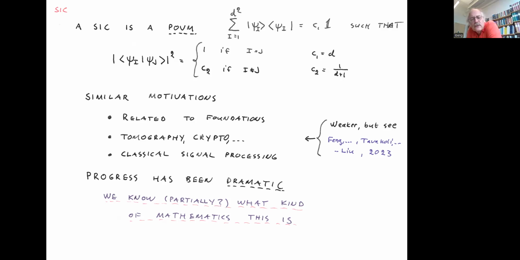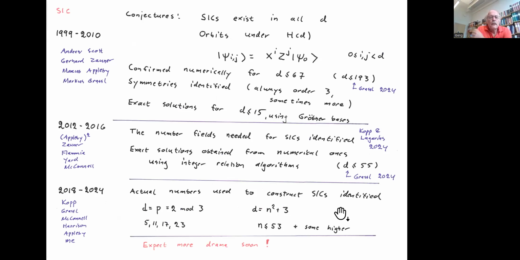Now, the difference between the SIC problem and the MUB problem is that in the SIC existence problem there has been dramatic progress, unlike in the MUB case. The reason why there has been dramatic progress is basically that we have figured out what kind of mathematics is behind it, and I'd like to explain this a bit. So here's the history of the SIC problem.